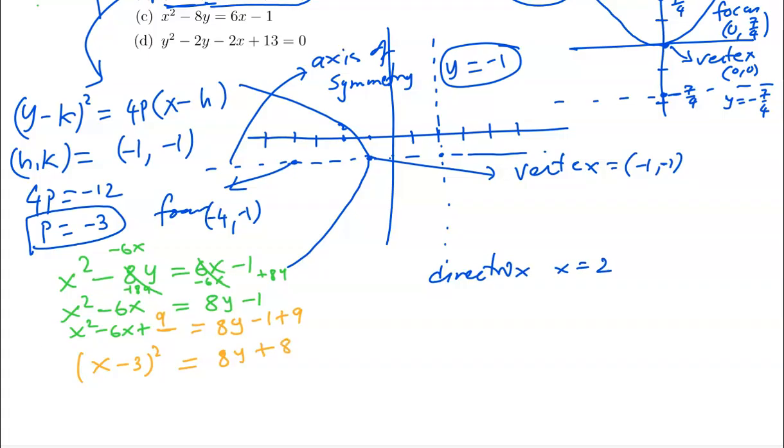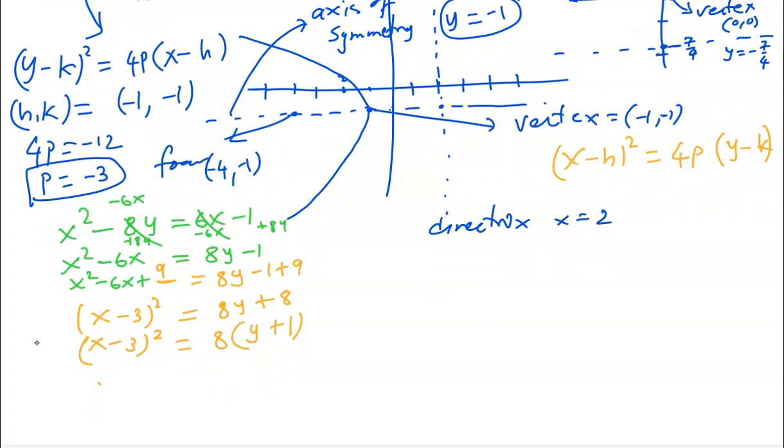Now I need to write it in the form x minus h squared equal to 4p times y minus k, right? The left side is all right, but on this one I can pull out the 8, and that's going to be y plus 1. So what's my vertex? My vertex is (h, k). This is h, and this is k. So that means 3 comma -1. Remember that this one has to be negative, so -1.